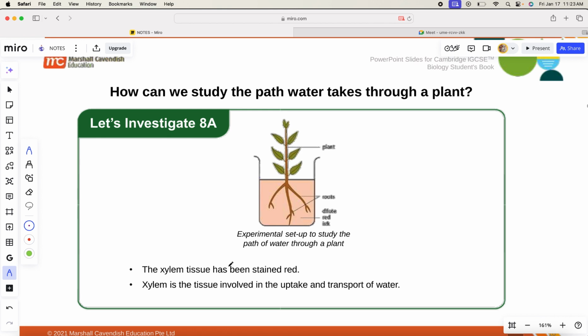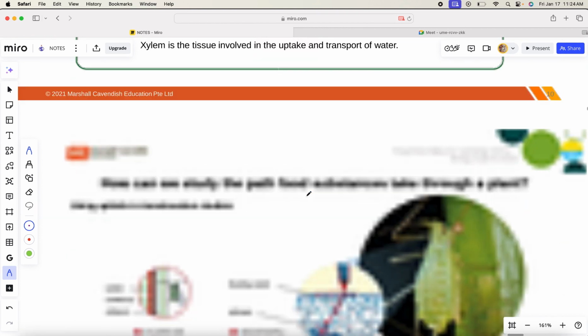Okay, so the xylem tissue, whether you call it xylem vessel or xylem tissue, has been stained red, although you may not see the red, it's not very conspicuous. Now xylem is the tissue involved in the uptake and transport of water to every part of the body of the plant. You must know this one, okay? For you to understand this chapter, you must know this basic one: that the xylem is responsible for the uptake of water and transportation of water to every part of the body of the plant. Let's move on to the next one.